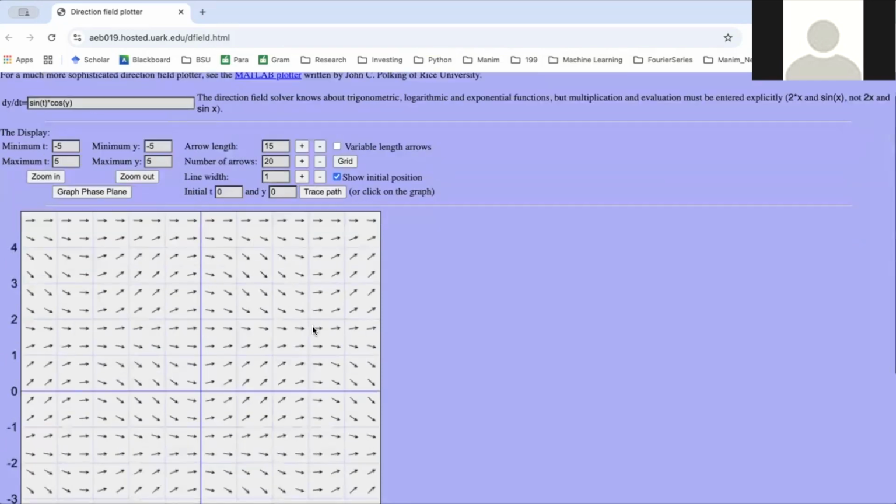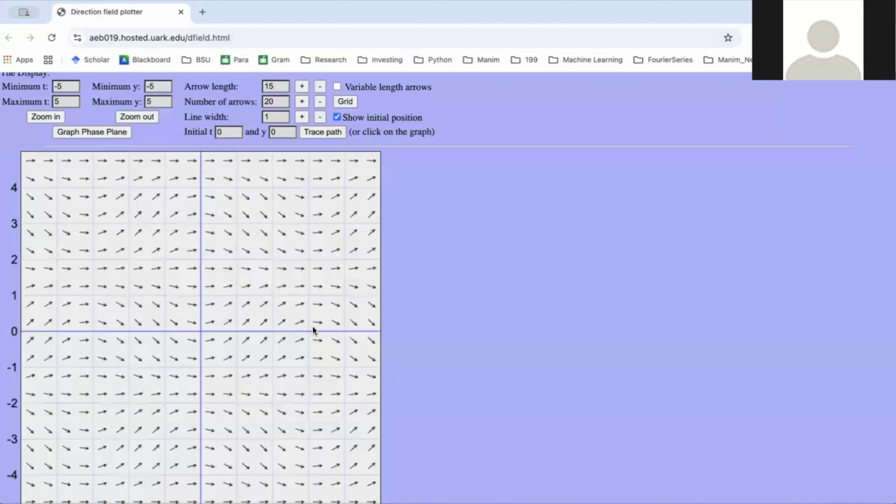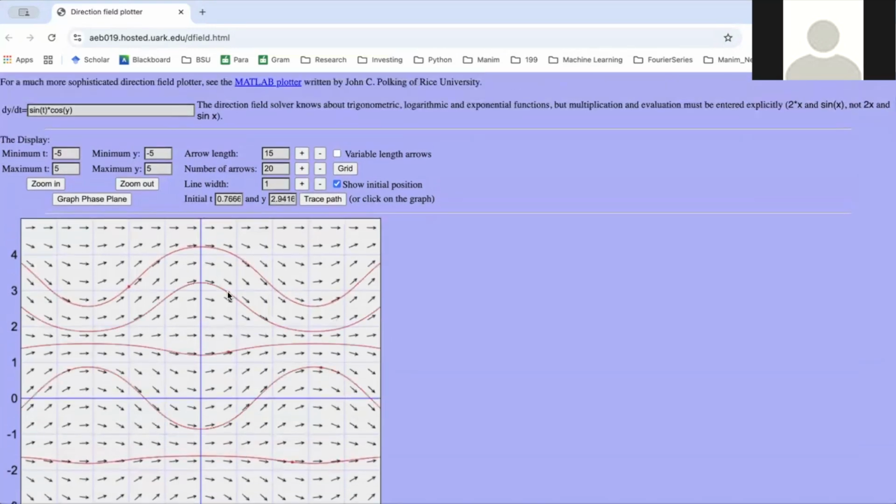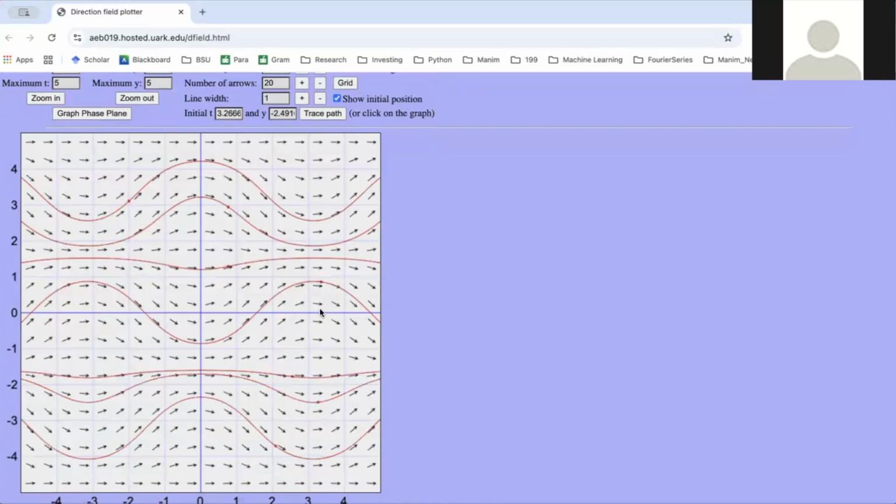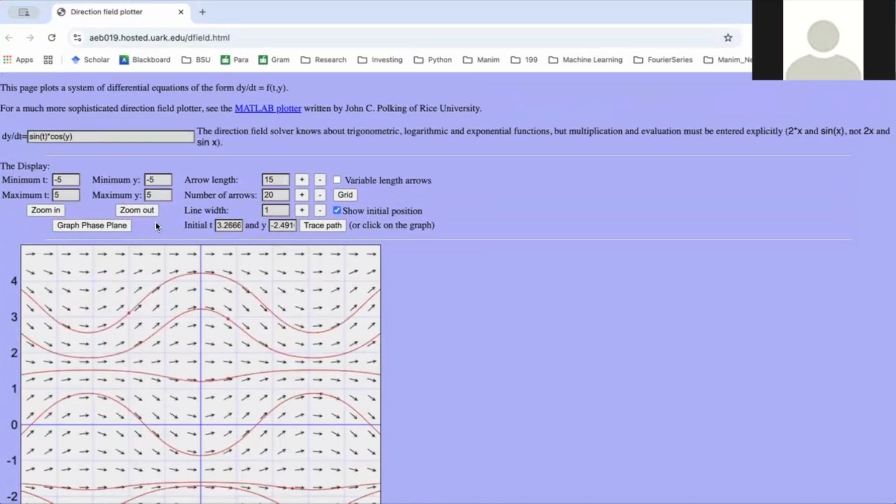All of these arrows indicate the direction view. And if you click the mouse on any point in this window, you will see the solution curve. If I click here, you have the solution curve in red. I click in here, you have another solution curve, and so on and so forth. You can click as many times as you like to view as many solution curves as you like. You can zoom in and out of the window to visualize a bigger picture or a smaller picture, or you can zoom into certain regions to view a particular direction view or solution curve.